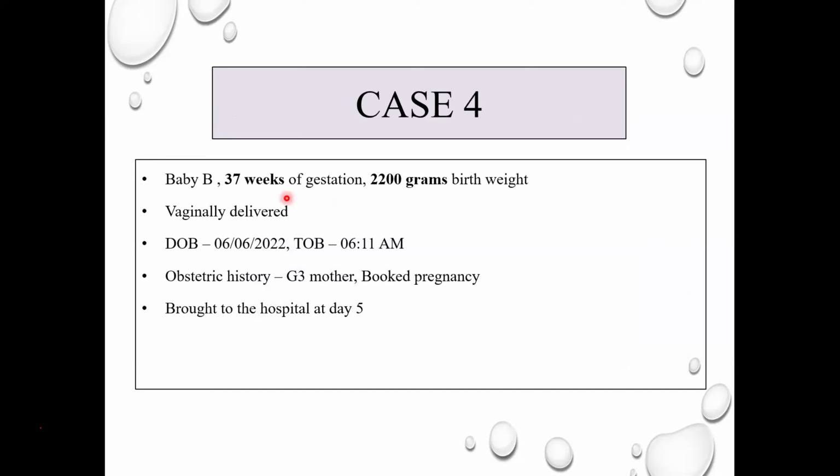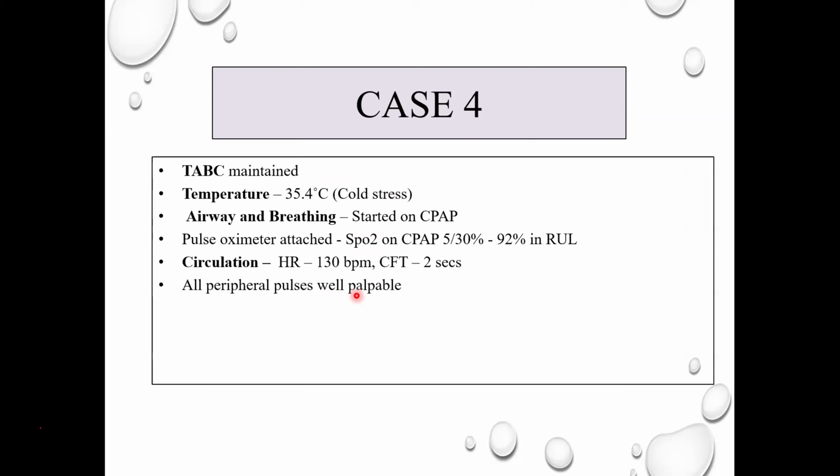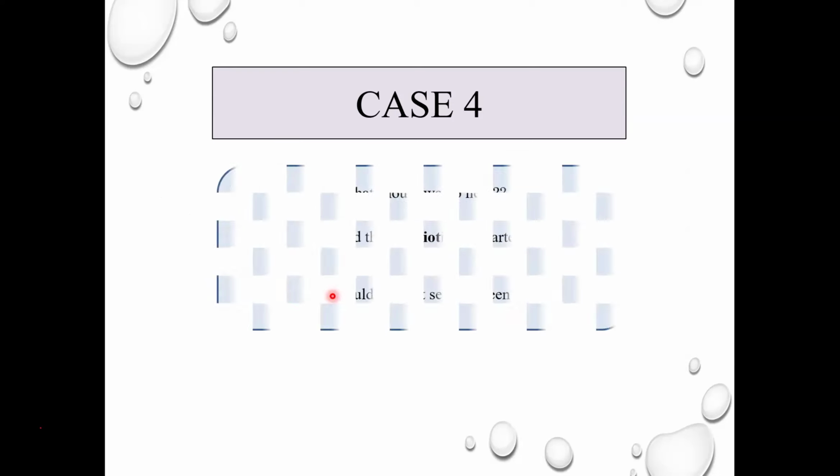So coming to another baby, this is again a term baby, 2.2 kg, V3 mother, vaginal delivery, booked pregnancy. This baby went home, came back to the hospital at day 5 of life, admitted to NICU or SNCU with respiratory distress. The baby has had fever for 3 days and not accepting feeds for 1 day and was started on CPAP, right? So again, TABC maintained, baby warmed, started on CPAP, heart rate normal, CFT normal, peripheral pulses well palpable. So baby is not in shock.